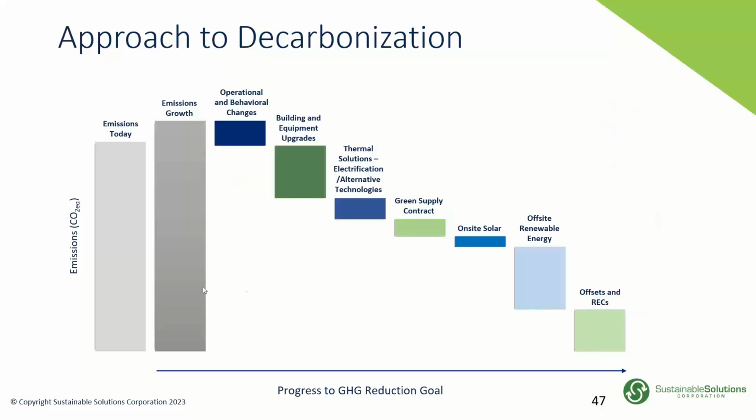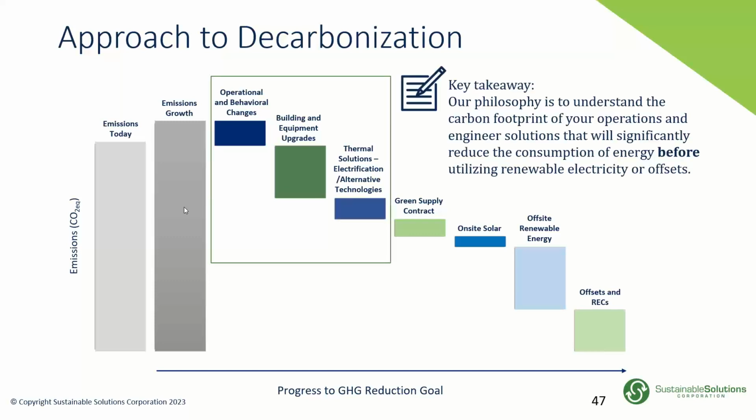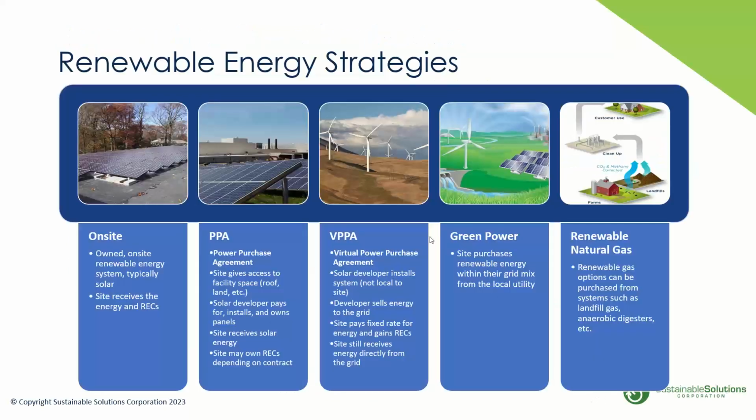So when you're thinking about decarbonization, you want to be thinking about your emissions today, and how they grow in your operation. And then our philosophy is we want to look at what we can do to change operations and behavior. We want to make building and equipment upgrades. We want to look at thermal solutions, electrification, and alternative technologies before we even think about green, renewable electricity, carbon-free electricity, or carbon offsets. So really important to save as much energy as possible before you go forward.